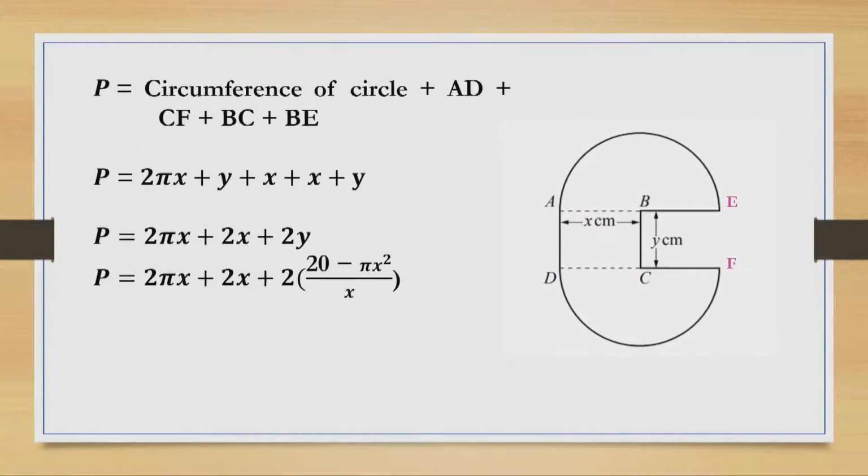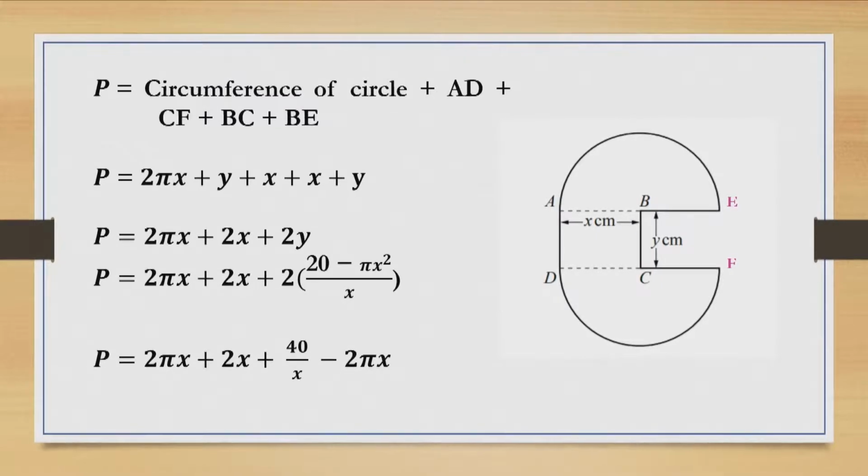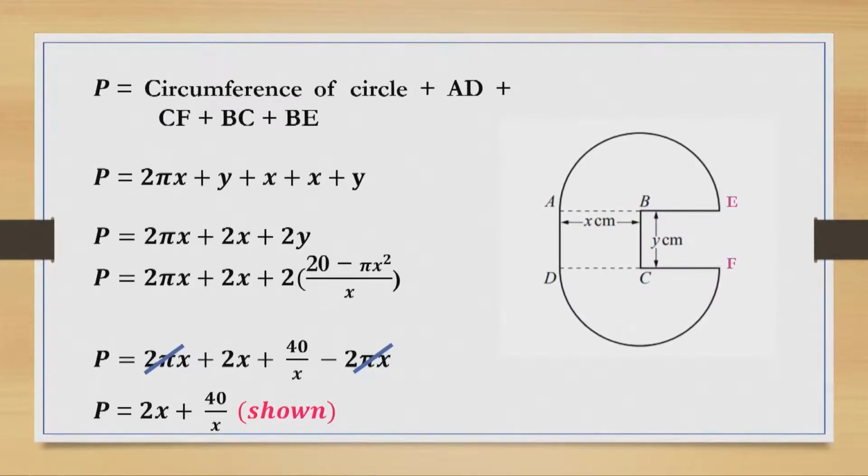So the perimeter now, I'm going to replace the y by the expression which we have obtained earlier. So 2 pi x plus 2x plus 2 into 20 minus pi x squared over x. And simplifying, I obtain 2 pi x plus 2x plus 40 over x minus 2 pi x. 2 pi x will cancel with 2 pi x. Finally, the perimeter will be 2x plus 40 over x. And this was what I was asked to show.